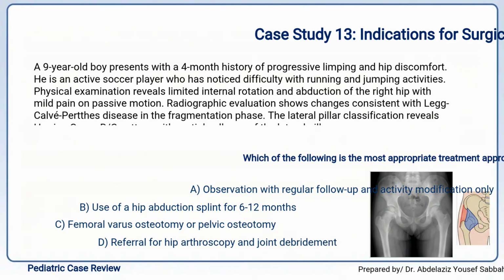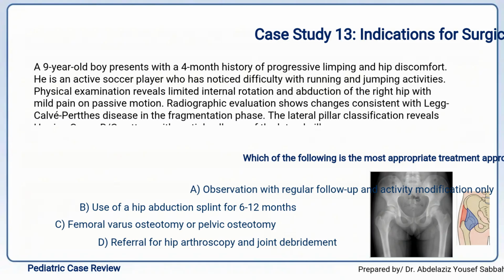Case Study 13. Indications for surgical containment. A 9-year-old boy presents with a 4-month history of progressive limping and hip discomfort. He is an active soccer player who has noticed difficulty with running and jumping activities. Physical examination reveals limited internal rotation and abduction of the right hip with mild pain on passive motion.